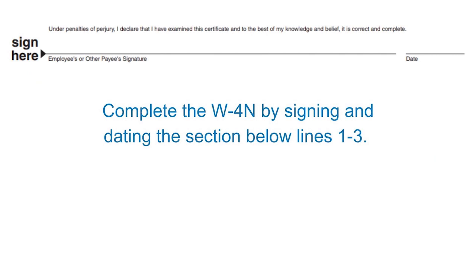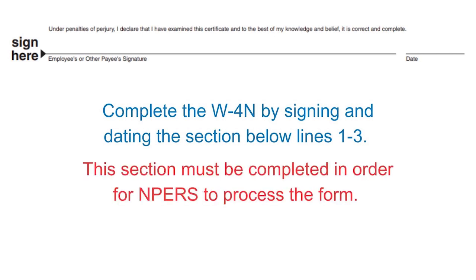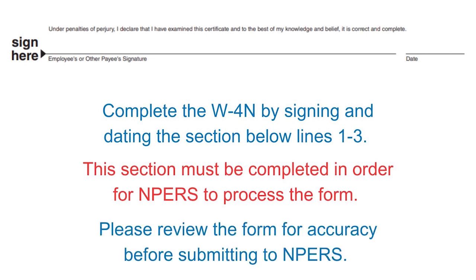Complete the W4N by signing and dating the section below lines 1 through 3. This section must be completed in order for NPERS to process the form, regardless of whether you are using it to withhold additional taxes or claim exemption. Please review the form for accuracy before submitting to NPERS.